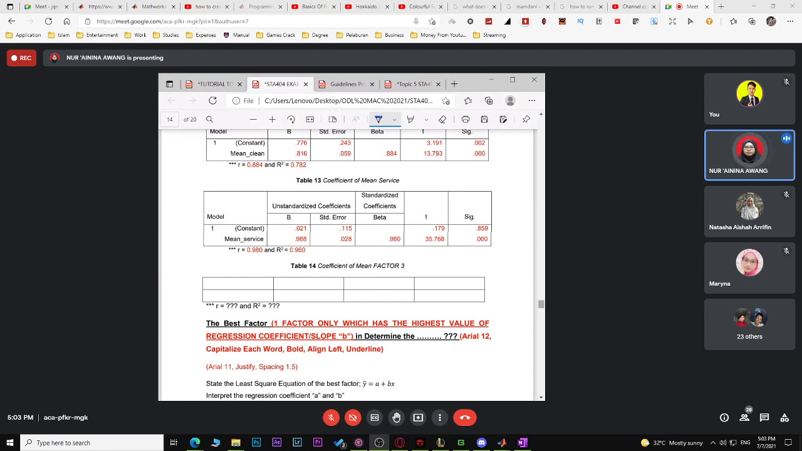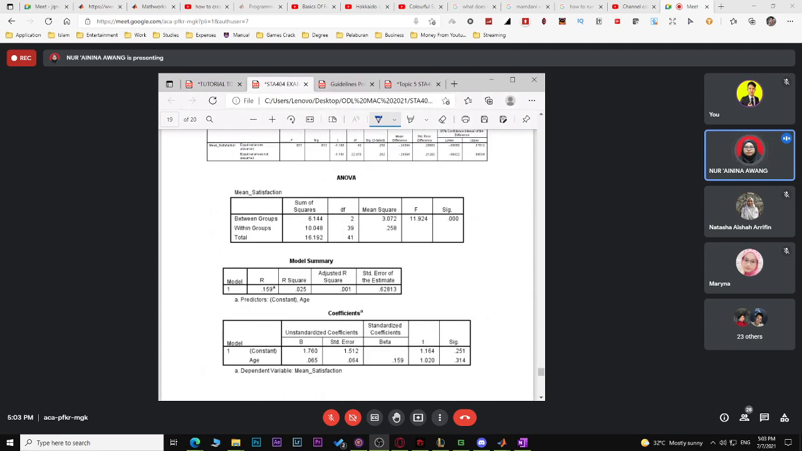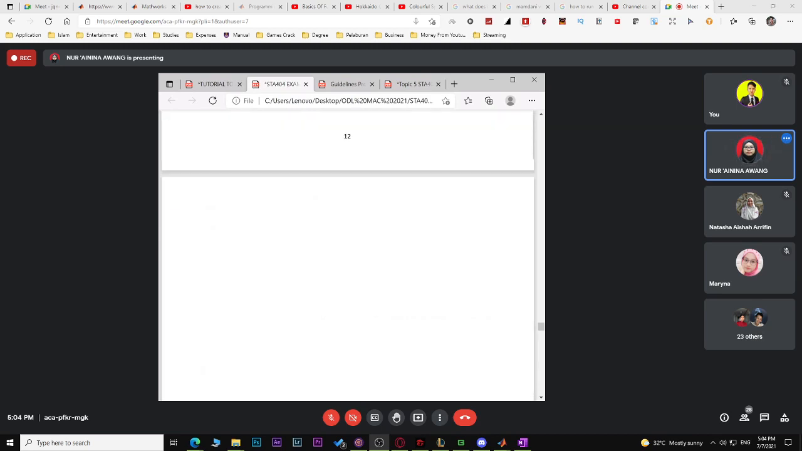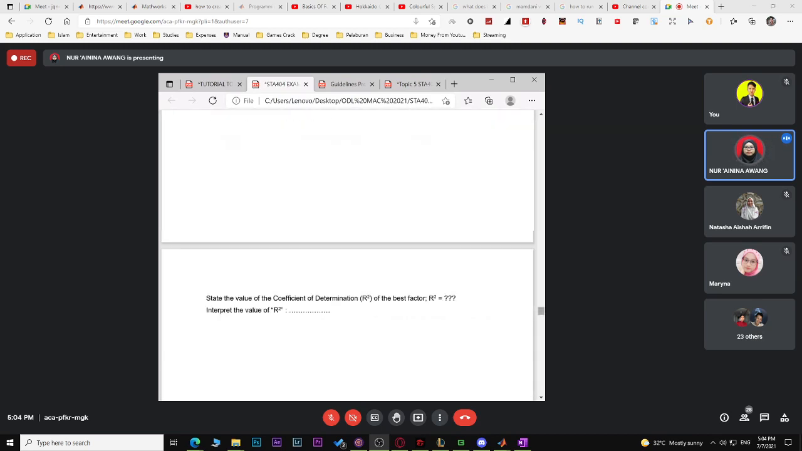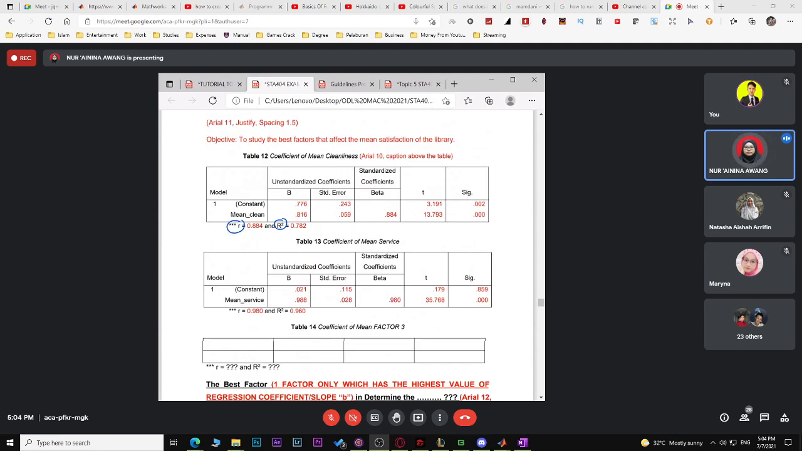Okay, so nanti bila you run, you akan ada data yang macam ni. Okay, you akan ada banyak macam ni. Okay, tapi saya nak bila you masukkan dekat you punya report tu, you hanya ambil you punya coefficient sahaja. Okay, you hanya ambil you punya coefficient table, tapi you punya nilai correlation coefficient and also coefficient of determination, you tulis dekat bawah coefficient table. Okay, so kalau you ada 4 factor, you buatlah 4 factor. Kalau you ada 3 factor, buat 3 factor.